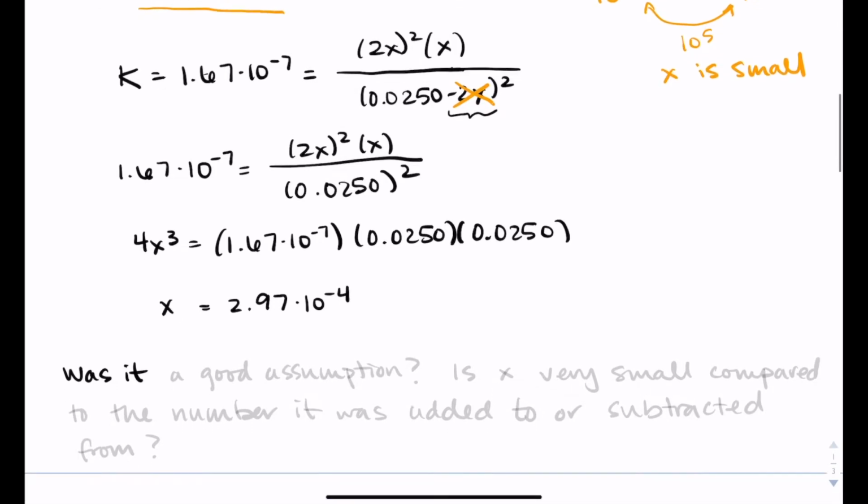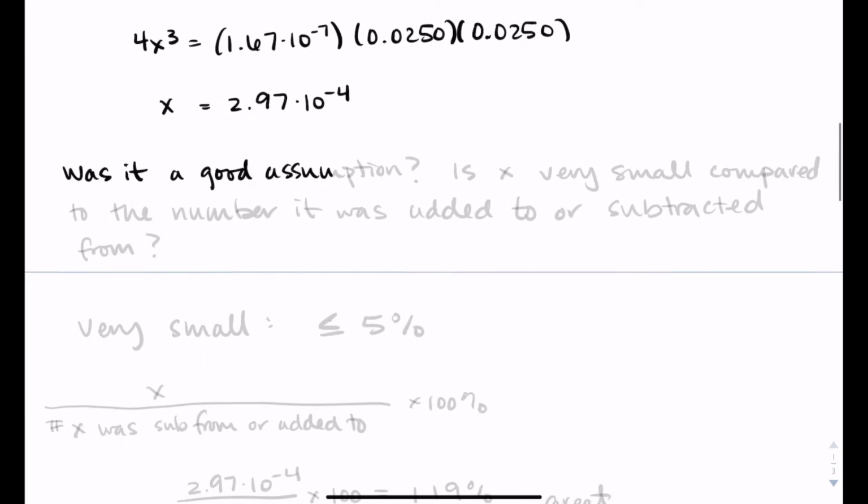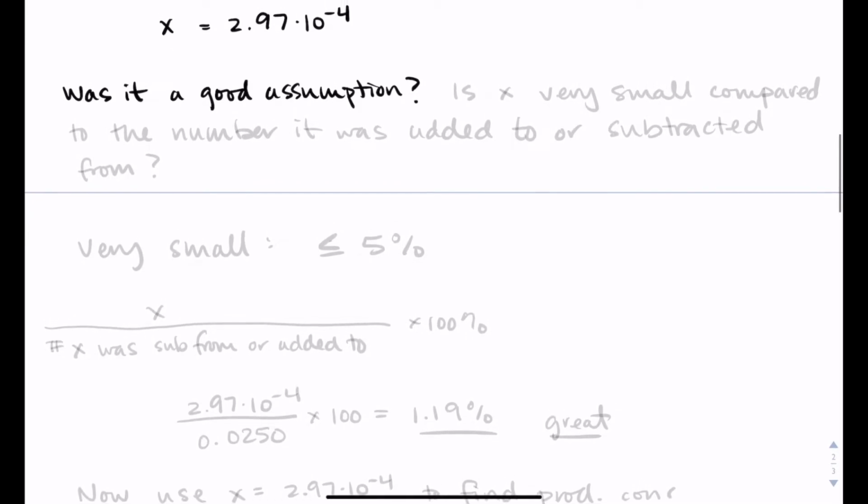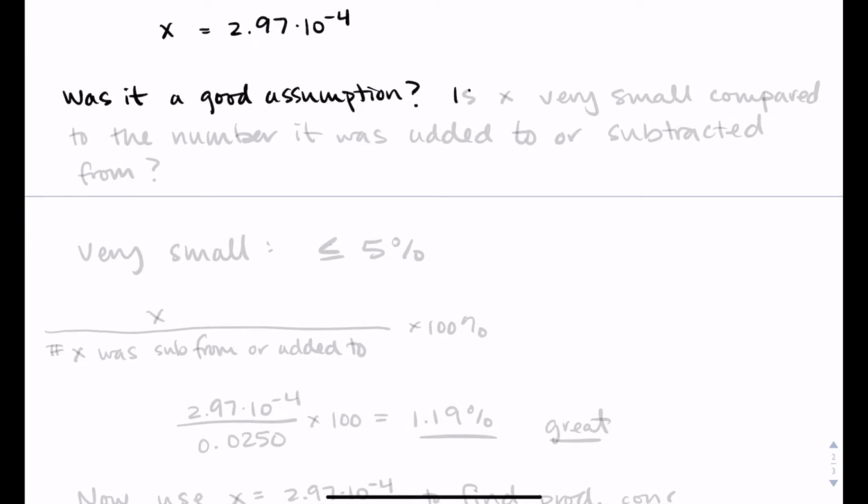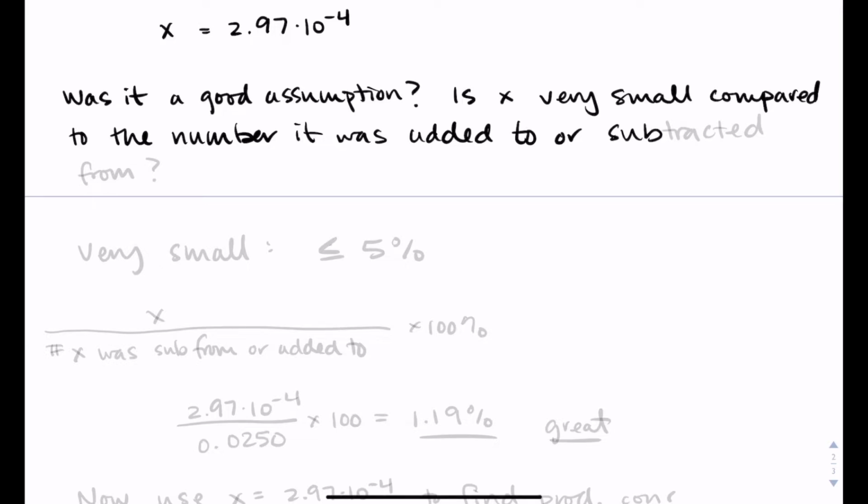Did this actually work? The way that we test it is we compare x to what we added it to or subtracted it from. And if it is small enough, which means less than or equal to 5%, then it was a good assumption.